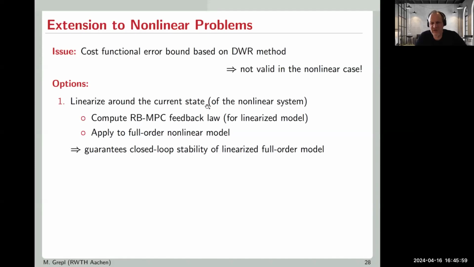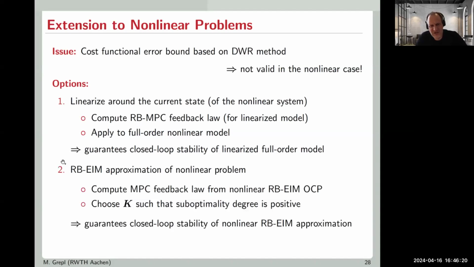We can linearize around the current state. We can then compute the RB-MPC feedback law that we just saw for the linearized model and apply it to the full order nonlinear model, which guarantees, of course, closed loop stability, but only of the linearized full order model, not of the nonlinear full order model.